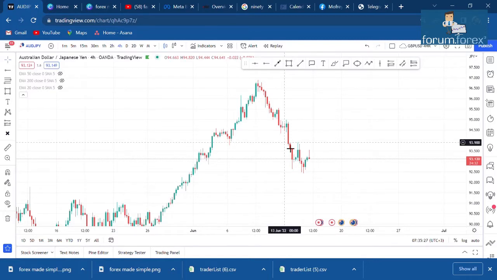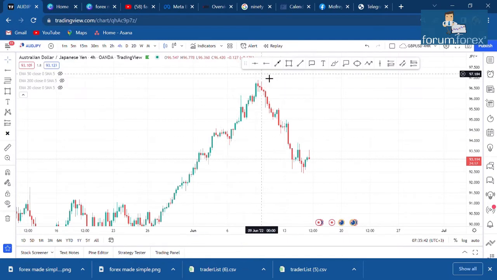AUDJPY. Let us look at AUDJPY. This is one of the pairs you don't want to be on the wrong side of. Why? Because when it starts trending up, it goes so many pips before it retests. You can see this on the 4 hour. You can see how it is stretched.